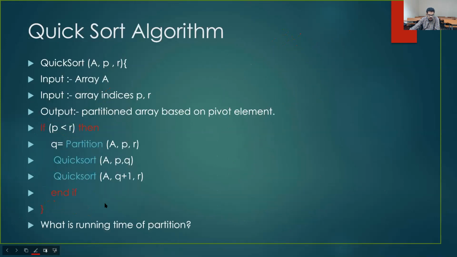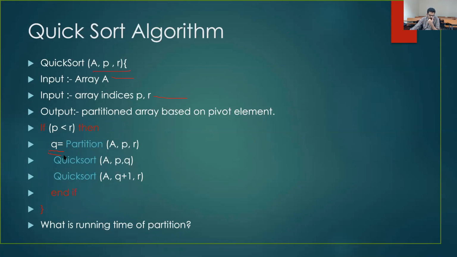we will go to the quicksort algorithm. So you have an input array A, array indices P and R. The output is the array partitioned based on the pivot element. So these are the inputs: A, P and R. So if P is less than R, that is, the array length is greater than 1, that's what it means. You partition A, P, R to get Q, where Q is the pivot element position.